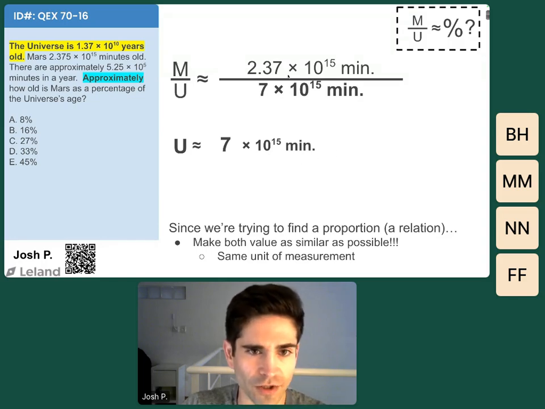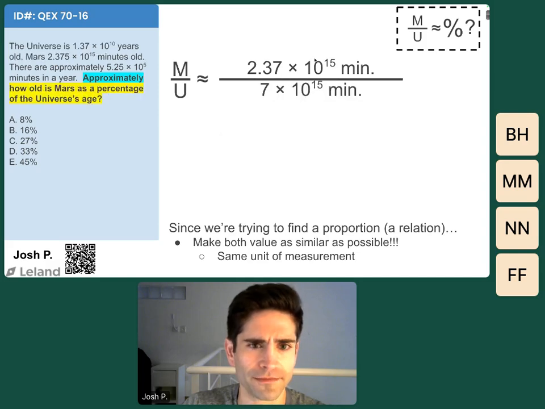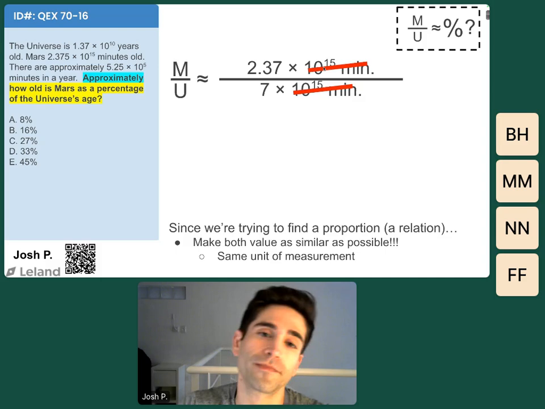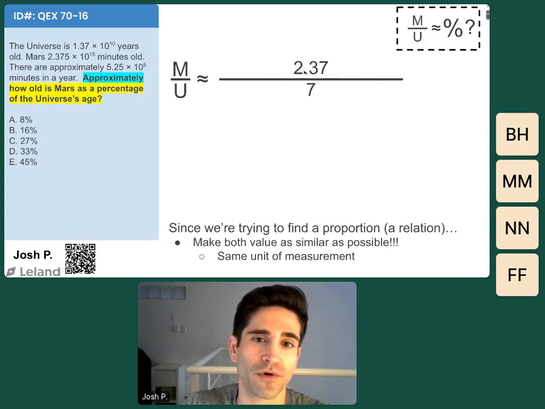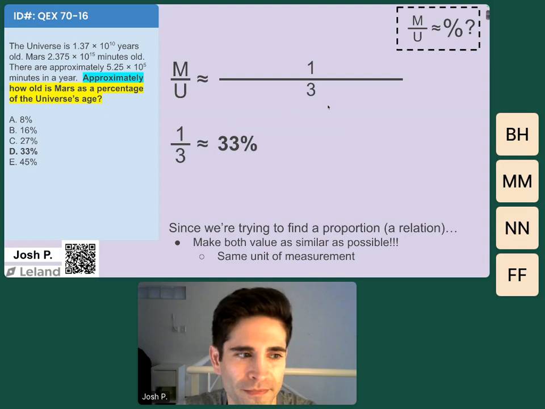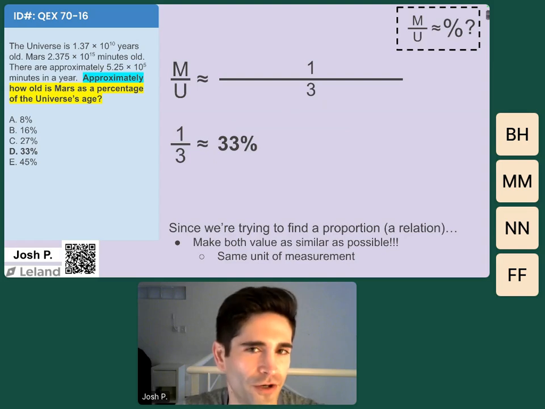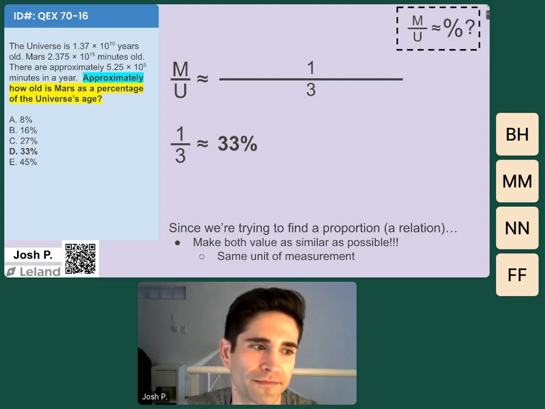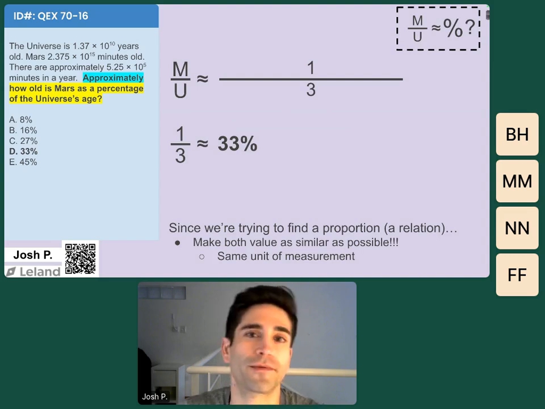Great. So we look back at our fraction, Mars over the universe, and we can cancel out the identical term on top and bottom. And we're left with 2.37 over 7, which is approximately 1/3. 1/3 is 33%. And D is our answer.